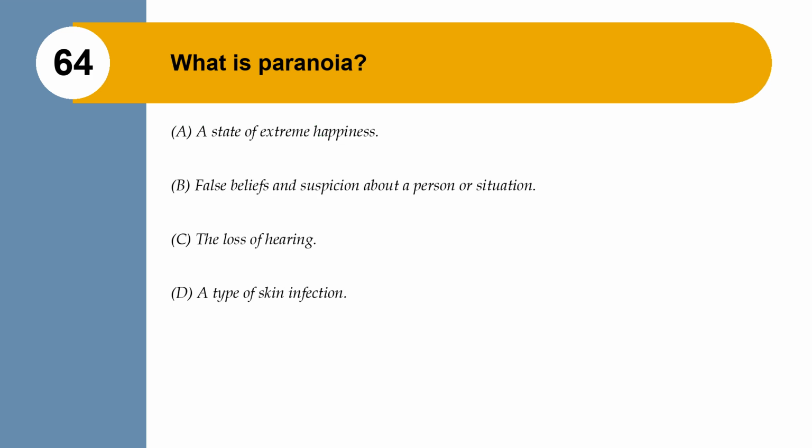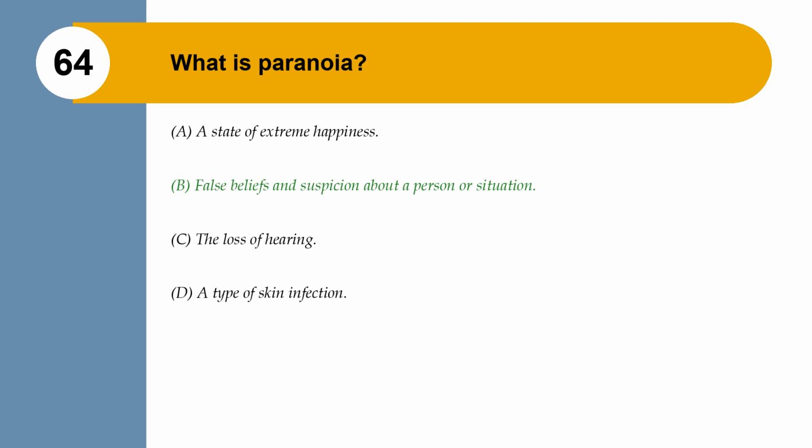Question 64. What is paranoia? Option A, a state of extreme happiness. Option B, false beliefs and suspicion about a person or situation. Option C, the loss of hearing. Option D, a type of skin infection.